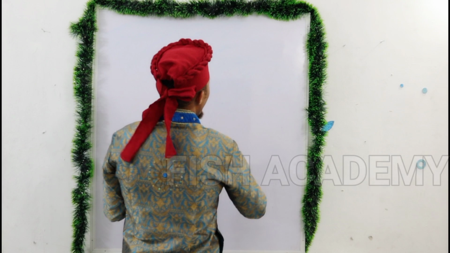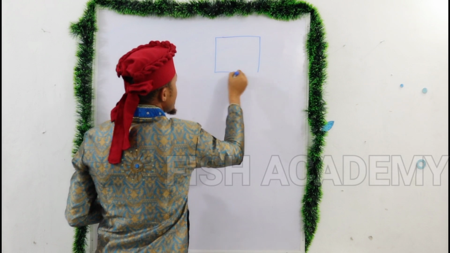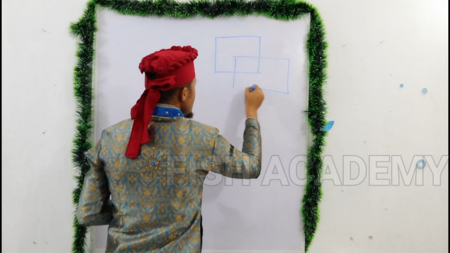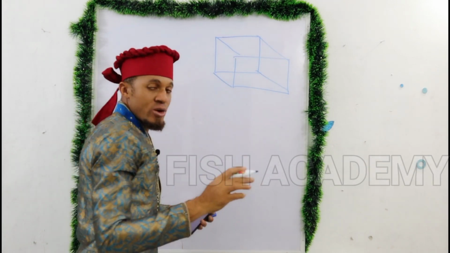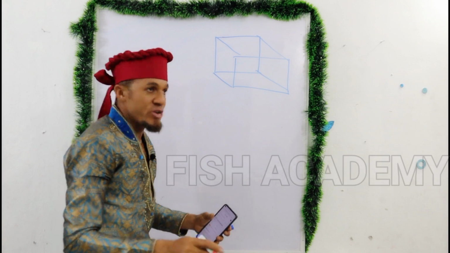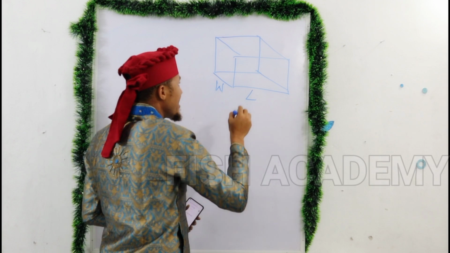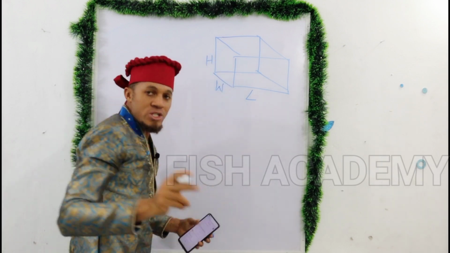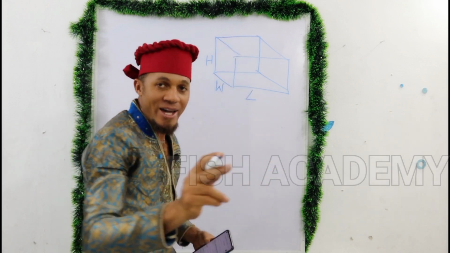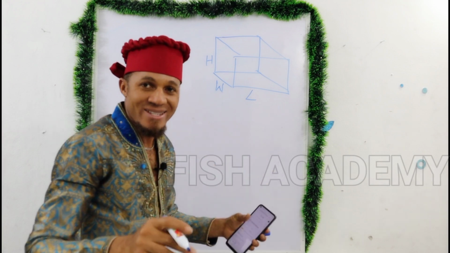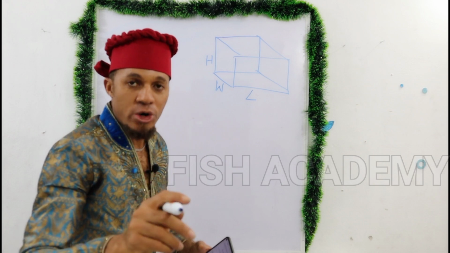All right, so let's take this to be your pond, a rectangular pond. When you want to calculate for volume, you need the length, the width, and then the height. But most people mistakenly calculate the entire height of the pond as the height, without considering where they have the overflow pipe. So today we are going to correct that mistake.